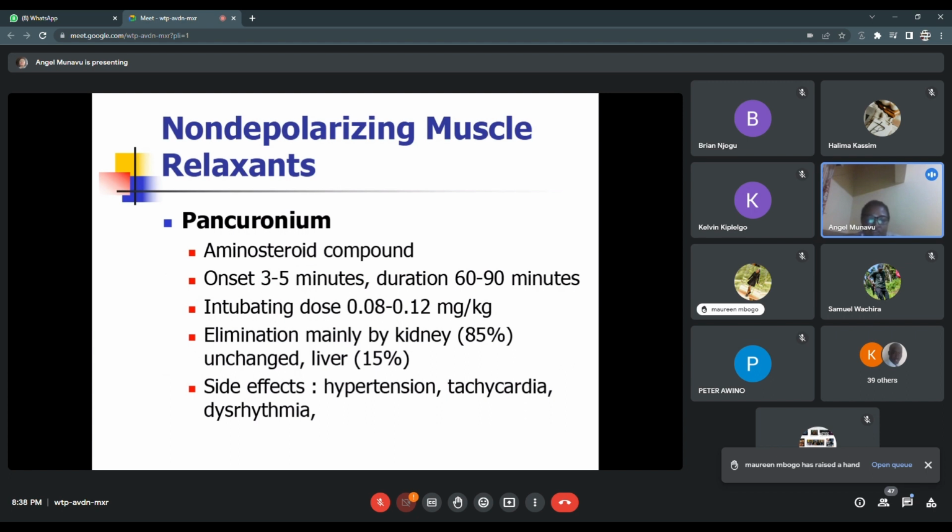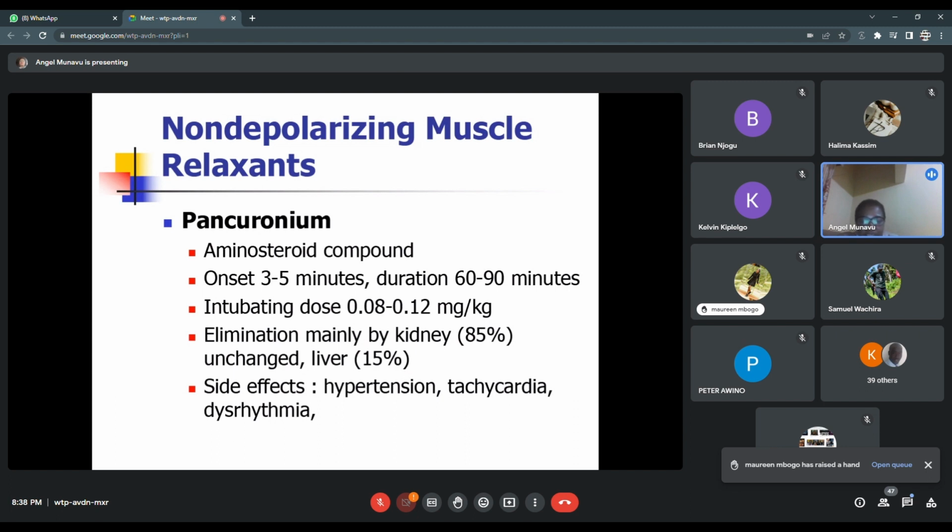Pancuronium is an aminosteroid, we've said. The onset of action is 3 to 5 minutes. The duration of action is 60 to 90 minutes, so it takes like 1 hour to 1.5 hours. You don't need to repeat. If the surgery takes about 1.5 hours, you just need to give a single dose and the patient will be paralyzed. If you have to intubate with it, the intubating dose is 0.08 to 0.12 milligrams per kg. It normally comes in ampules of 4 milligrams in 2 ml. It's eliminated mainly in the kidney, 85% of it unchanged, and 15% is metabolized in the liver.